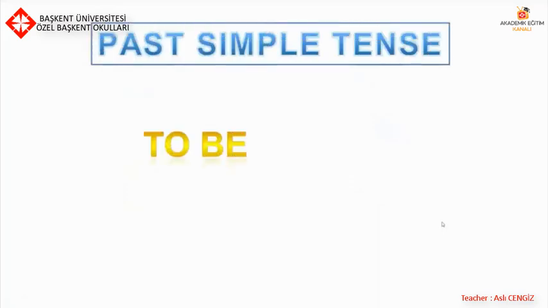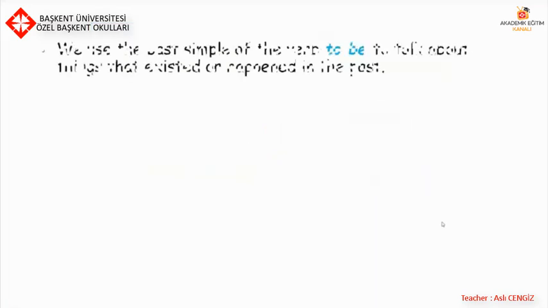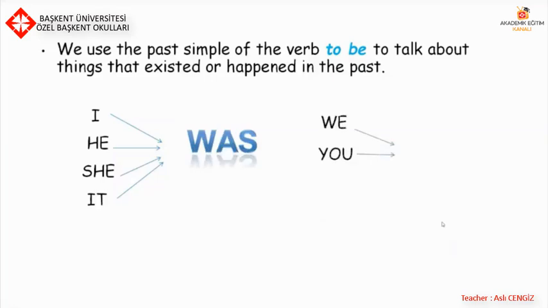As I said before, today you're going to learn the past simple form of the verb to be, which means was and were. We use the past simple of the verb to be to talk about things that existed or happened in the past. With I, he, she, it, and any other singular noun, we use was. With we, you, they, and any other plural noun, we use were.